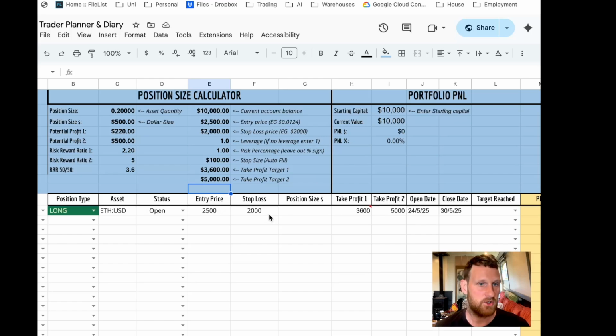At take profit 2, $5,000, your potential profit will be $500, and you've still only risked $100 to get there, thus giving you a 5-to-1 risk reward ratio. Here I've added a little section for me because I take 50-50. This works out the risk reward ratio when you hit both targets at 50%. In this case it's 3.6, so I would make $360 on this trade, only risking $100.